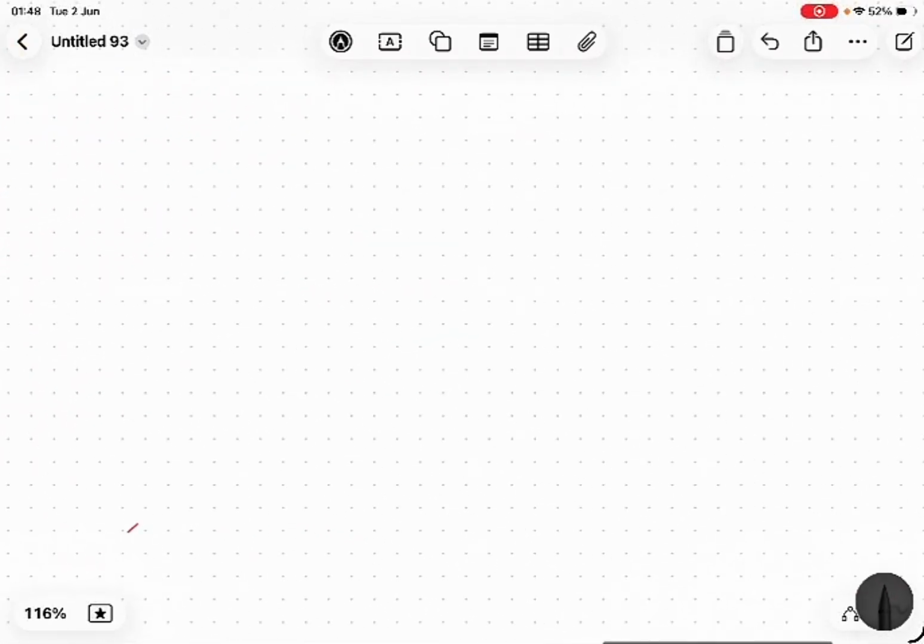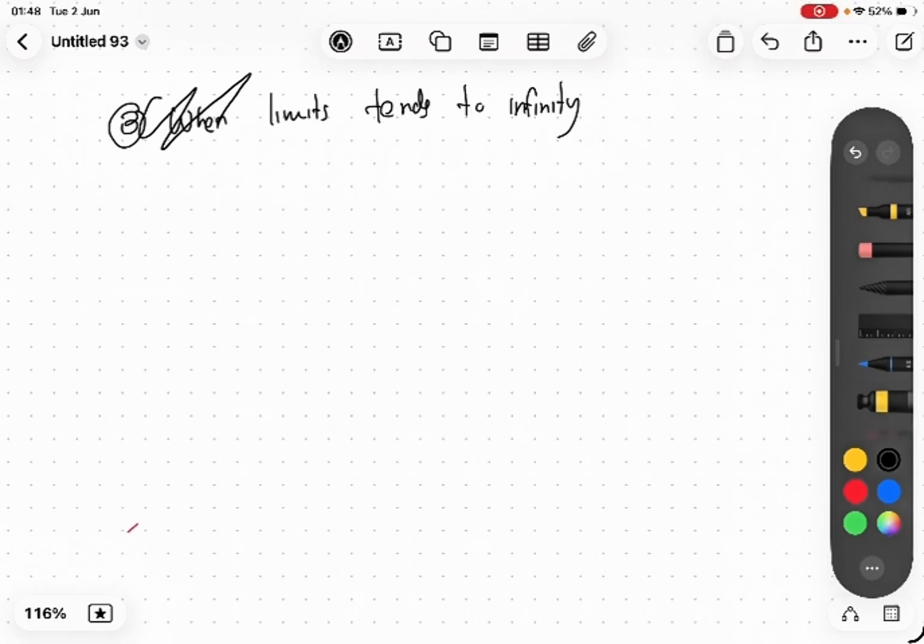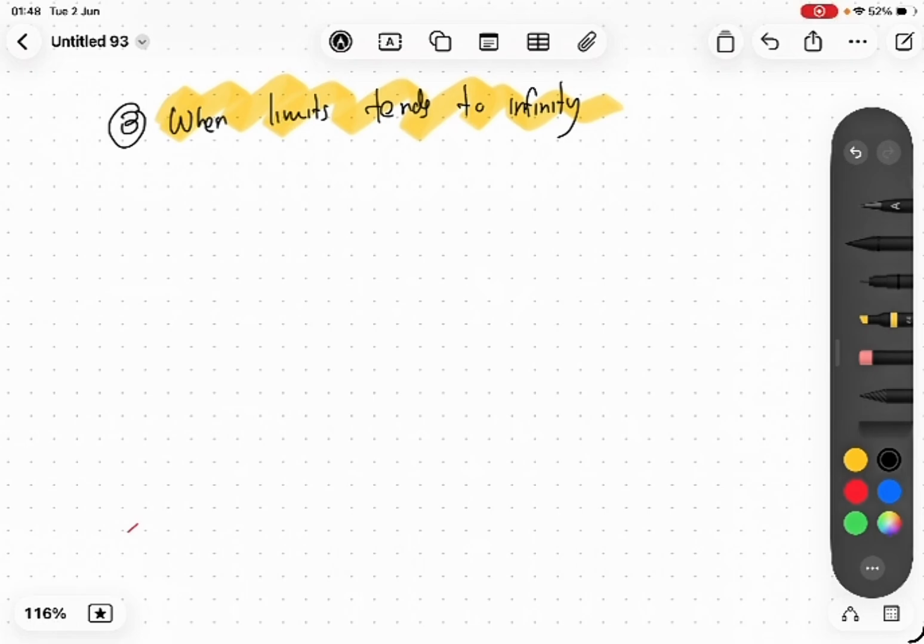Number 3. When limits tend to infinity. Sorry, I wanted to highlight. When limits tend to infinity, so what do you think? For example, this one.